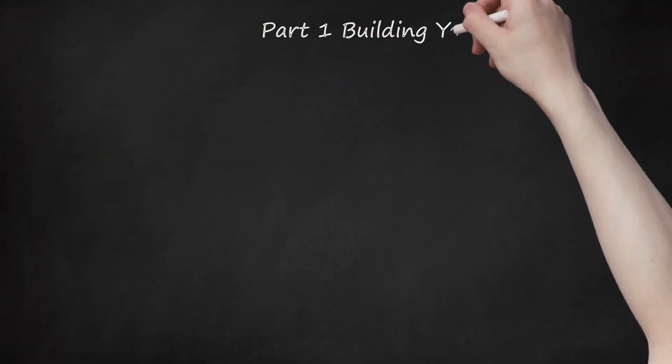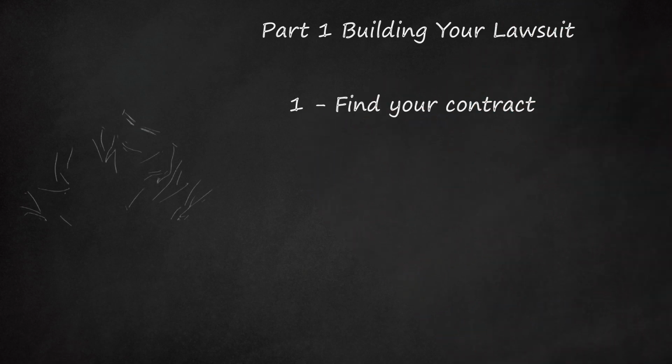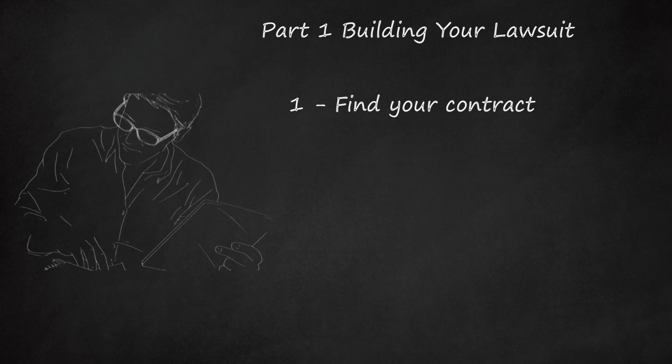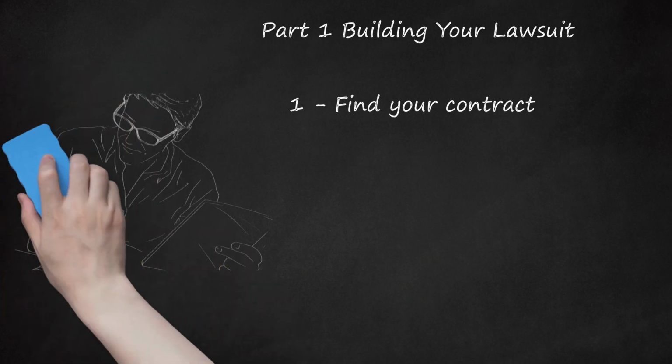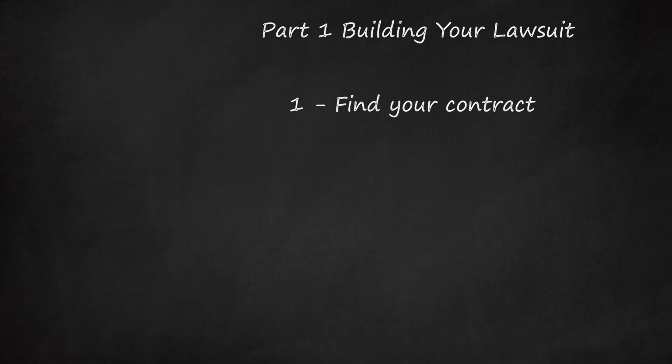Part 1: Building your lawsuit. 1. Find your contract. Before you can sue for a broadcast contract violation, you need to read the contract. You should go through your papers and filing cabinets to find your copy of the contract. If you don't have a copy, then contact someone who might. For example, your lawyer might have kept a copy. If all else fails, you can contact the broadcaster and ask for a copy.